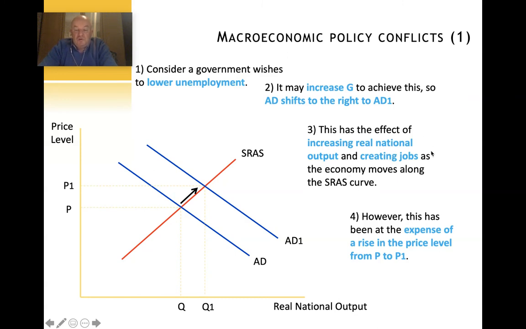That effectively would do a couple of things. One, it has an effect of increasing the real national output. As we can see, it would move from Q at equilibrium to Q1. And that would also create jobs as the economy moves along the SRAS curve. So effectively there would be more jobs available because there'd be greater demand for goods and services. However, you can see in this instance that it does cause a change in our level of expense and the price level. So the price level moves from P to P1. So there's some inflationary pressure created by that change.